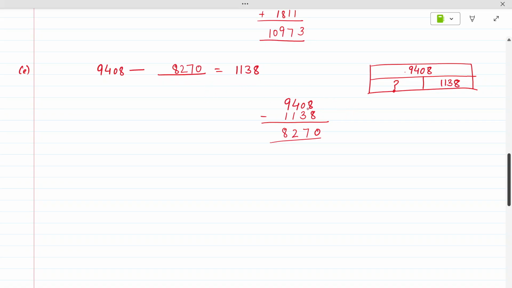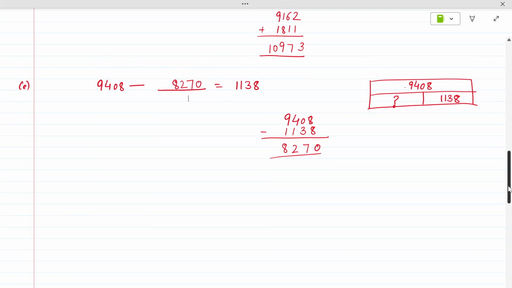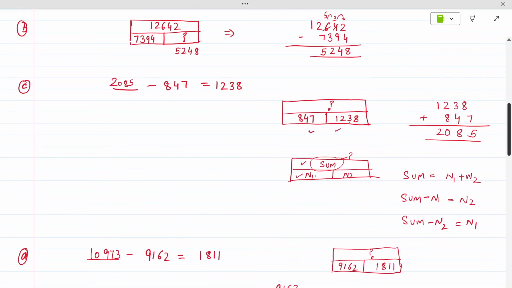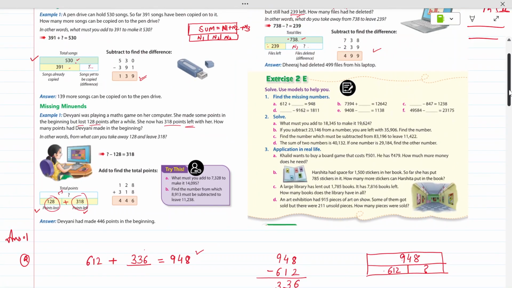Easy. We should know how to plot it in the form of the model. The biggest number will always be the sum and it will come in the first portion here, and the remaining numbers go down, and then we can always figure it out like we did in the previous questions. Okay, so I hope this question is clear.